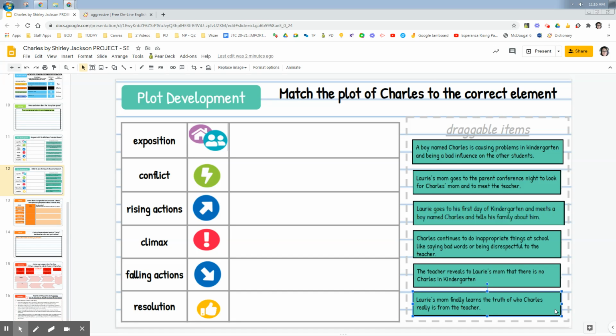So what you're going to do now is drag and match where they match in the plot elements and think about how they go in order of the story. Okay, pause the video, take time to do slide 12, and when you're ready, come back and unpause it to go to slide 13.